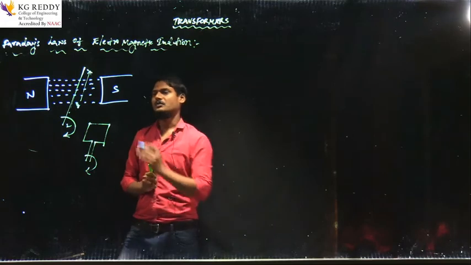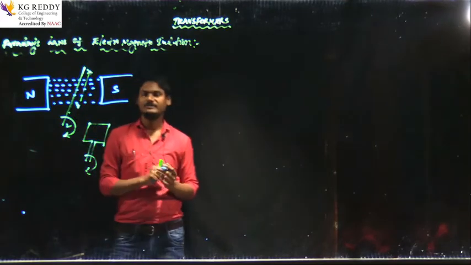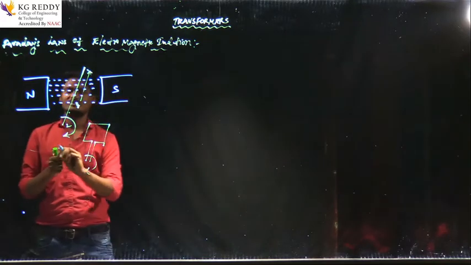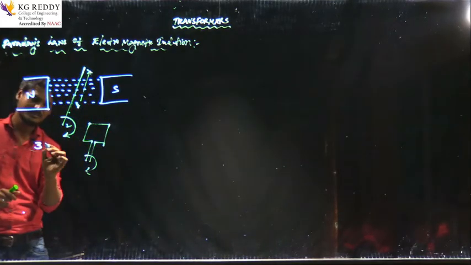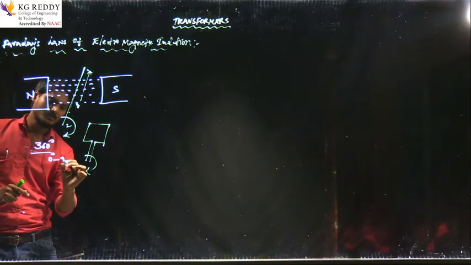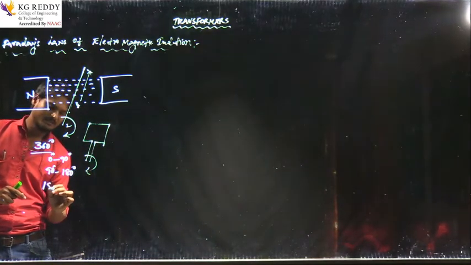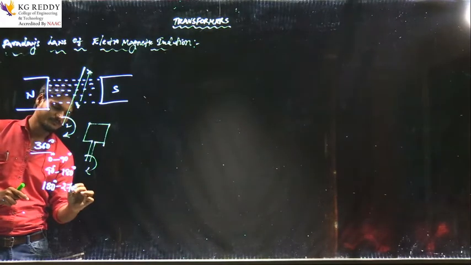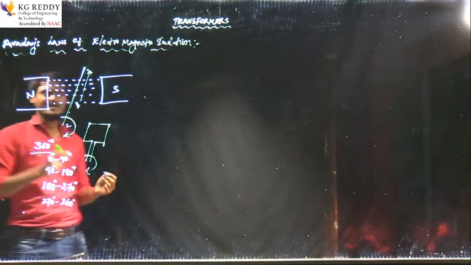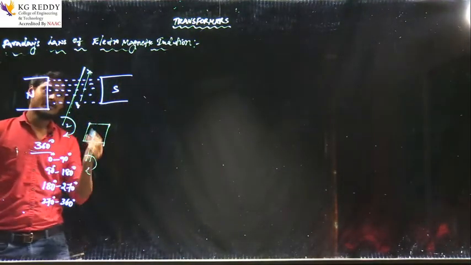Is it clear? Now whenever this conductor is rotated under this magnetic field, this conductor will cut the flux. How will it cut the flux? The rotation has 360 degrees. During 0 to 90 degrees the position will be different, and 90 to 180 degrees the position will be different, and in a similar manner 180 to 270 and 270 to 360 the positions will be different for each and every angle. Okay, is it clear?